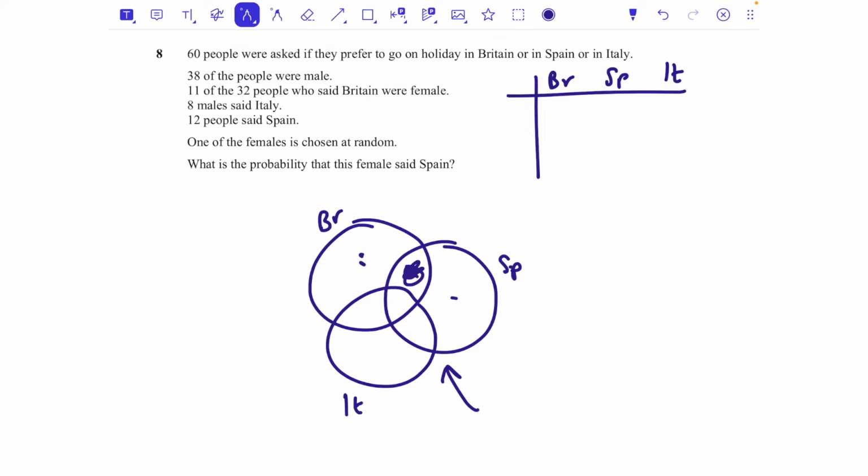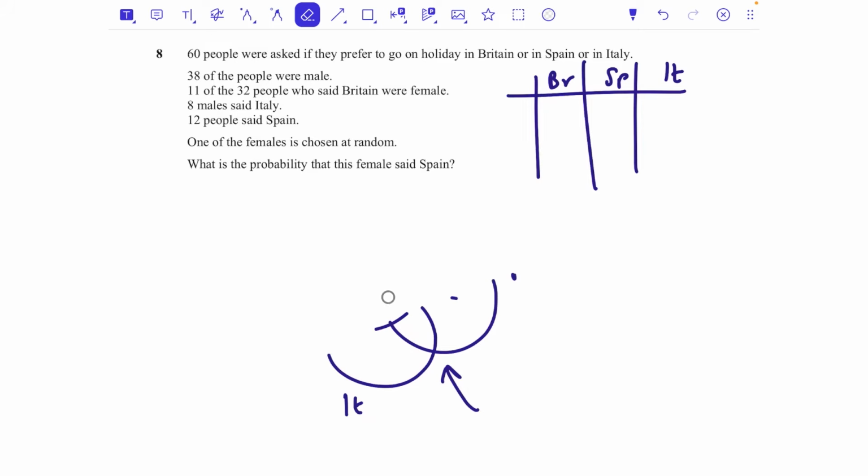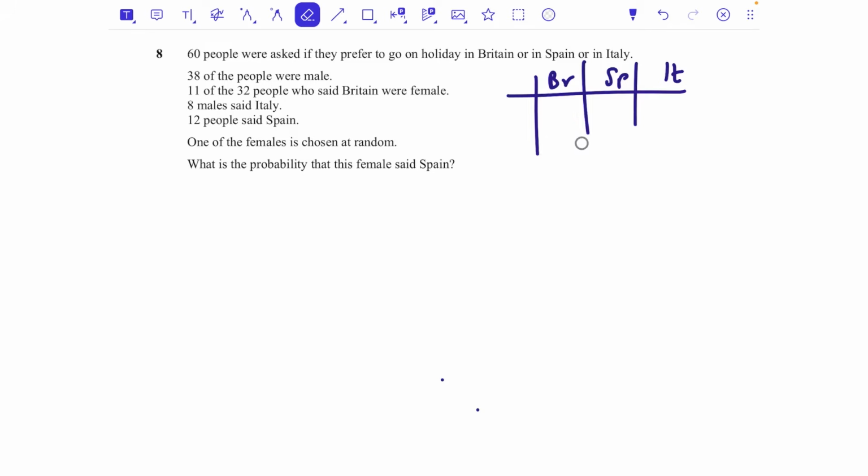So if there's no overlap, we're going to lay this out as a two-way table. And if there's overlap, then we're going to lay it out in a Venn diagram. But this one, they either prefer to go to Britain or Spain or Italy. So I'm going to lay this out as a two-way table. I'm going to draw it again, but just a little bit bigger and clearer.